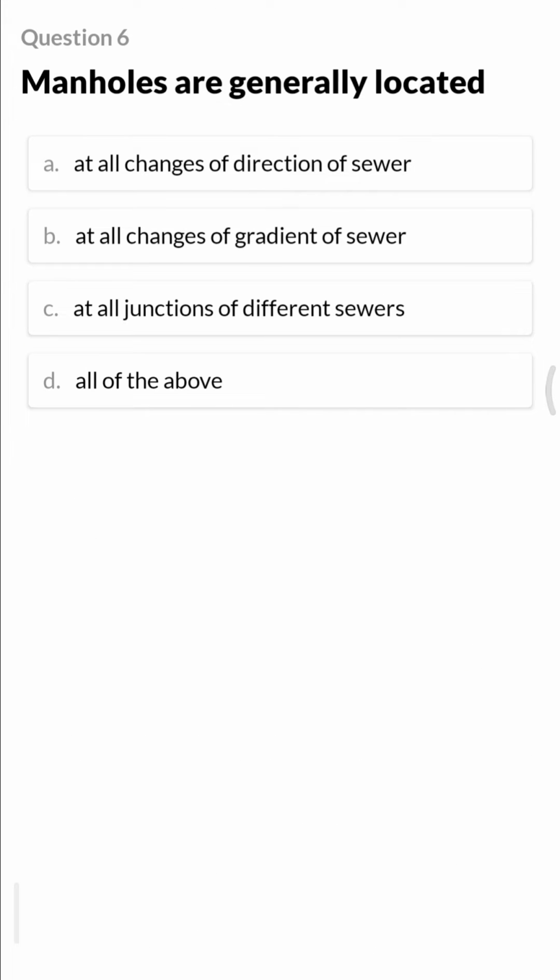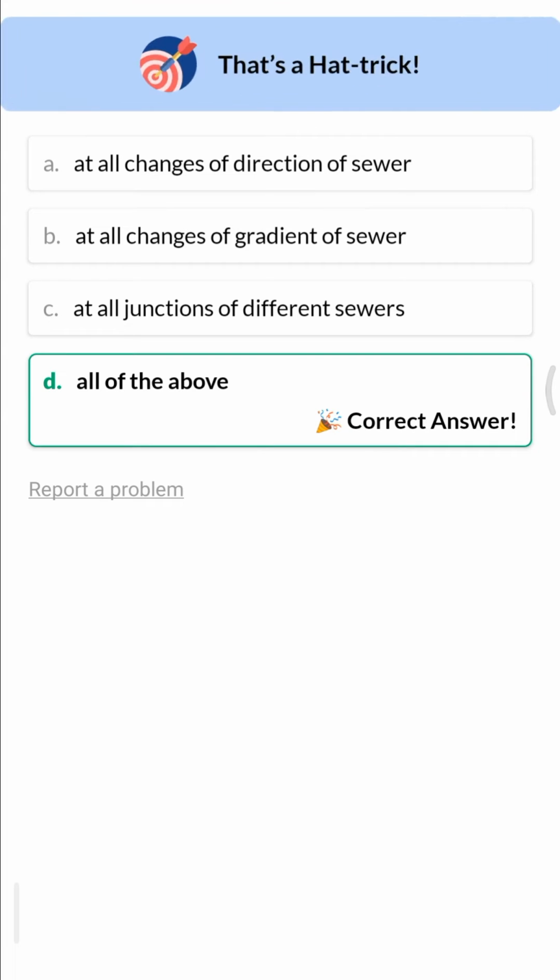So next question, manholes are generally located: option A at all changes of direction, option B at all changes of gradient of the sewer, option C at all junctions of the different sewers, option D all the above. So the correct answer is option D, all the above.